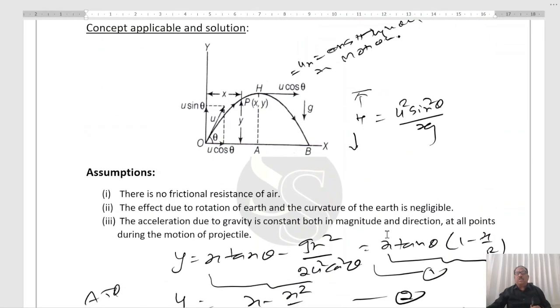But I would like to add certain other information. These formulas are applicable here under certain assumptions. If there is any change in the assumptions, then this will not be applicable. There is no friction or resistance of air. This is one of the assumptions. The effect due to rotation or curvature of Earth is negligible. This is another assumption. The acceleration due to gravity is constant both in magnitude and direction at all points during the motion of the projectile, because the value of g changes with height, depth and rotation. During projectile motion, this should remain constant. Then these formulas are applicable.